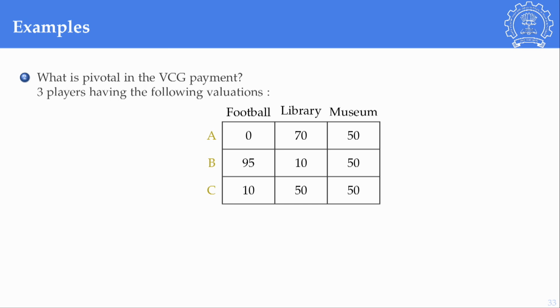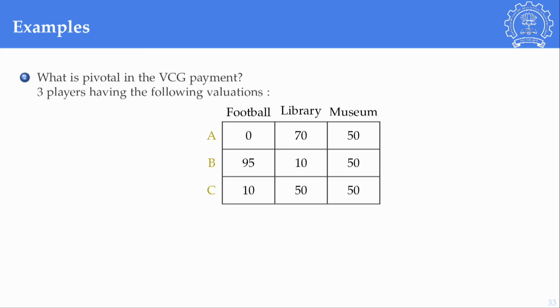Next, I remove B. So, I am going to calculate the payment for agent B, remove that guy. So, what becomes the outcome now? Now, it becomes library, and that gives 70 plus 50, 120, and when it was the same efficient outcome, the sum of the other two, now agent B I am not looking at, is 100. So, it will pay 20. Yeah, so 120 minus 100.